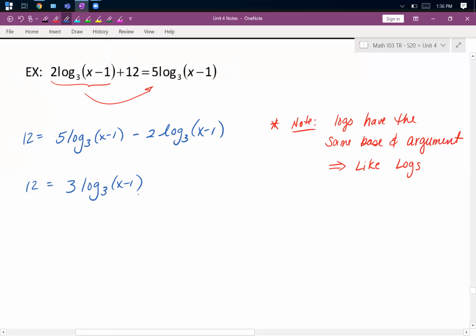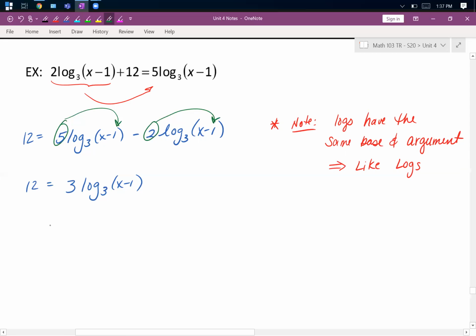Now, yes, we could have combined these a different way. You could have taken the coefficient, made it an exponent on both of them, then combined them by dividing the arguments, but you would have ended up with something that's much worse to deal with. We'd end up with some kind of cubic.